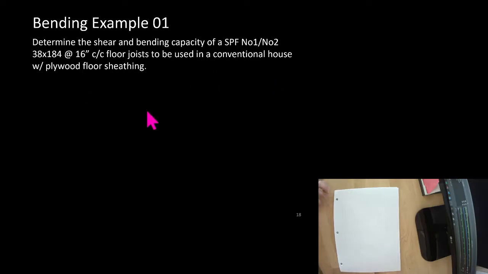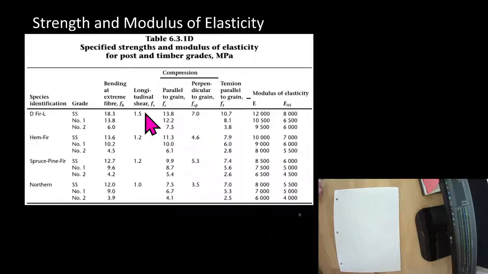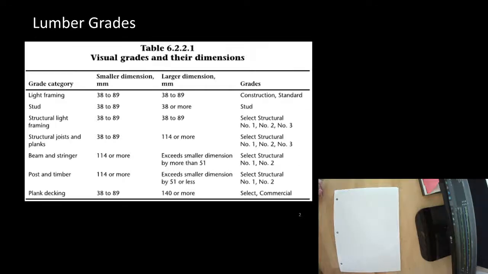So maybe we should start by going all the way back and figuring out what grade category we are. We know we're a 2x10, or 38x184, and we know that it was SPF number one, number two. So it doesn't look like we're light framing. It doesn't look like we're stud because we weren't a stud grade. Smaller dimension, well, we're 38, but our larger dimension was more than 89, so it doesn't look like we're structural light framing.